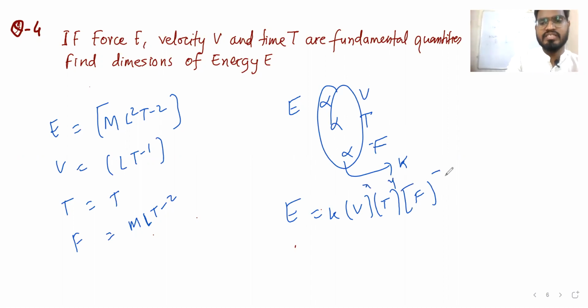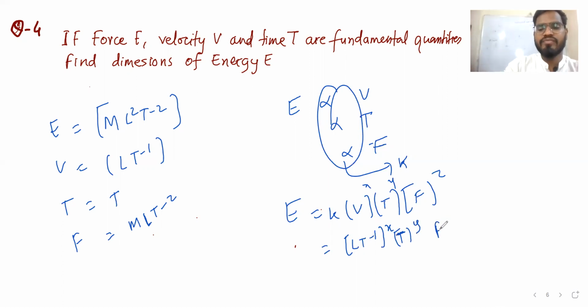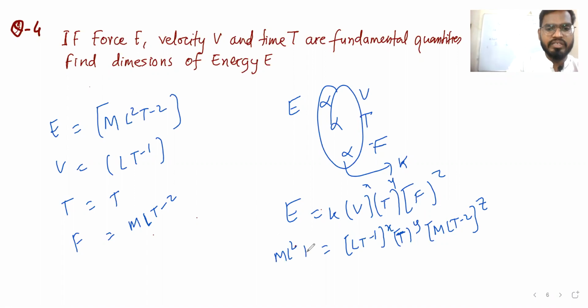Okay, so we can say k v t f x y z, right? Now let's find velocity is what here? lt minus of 1, right, to the power x. Time is t only, to the power what? To the power y. F is what here? mlt minus 2 to the power what? Z. Then what? ml square t to the power minus 2, right?